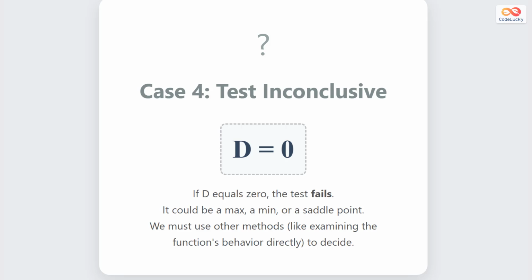There is one final tricky case. If the discriminant D is exactly equal to 0, the test is inconclusive. This means the second derivative test cannot tell us what is happening. It could be a minimum, a maximum, or neither. We would need to investigate further using different algebraic tools.